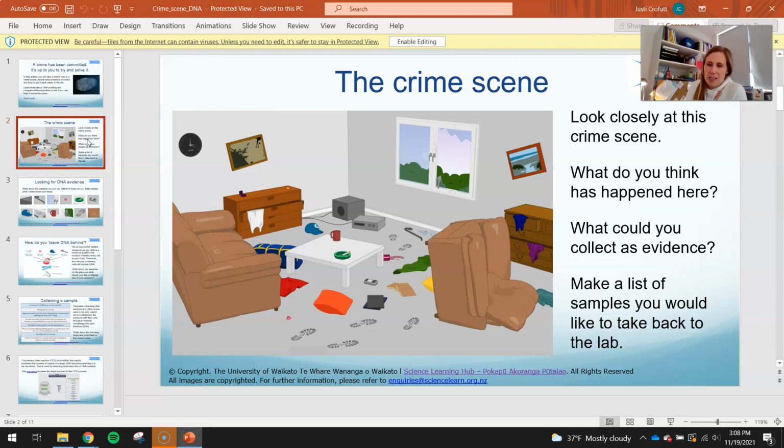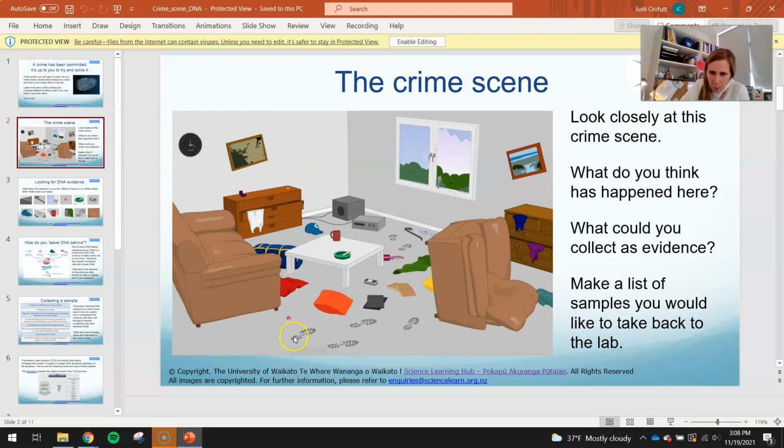Okay, so look closely at this crime scene. What do you think has happened here? When you see questions on the right side, I just want you to discuss them with your partner. So what do you think happened here? What could you collect as evidence? Make a list. You can just make a mental list of all the things you would want to take back to the lab. So check out different things you can see.